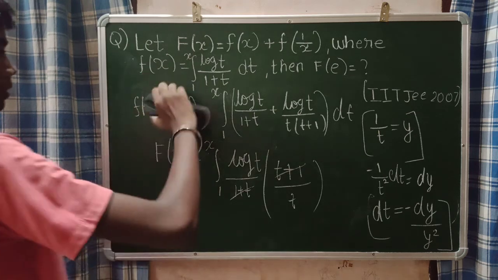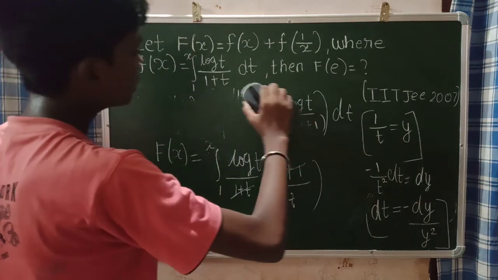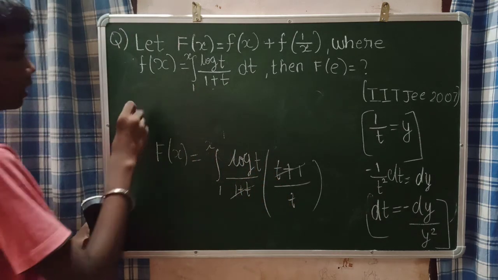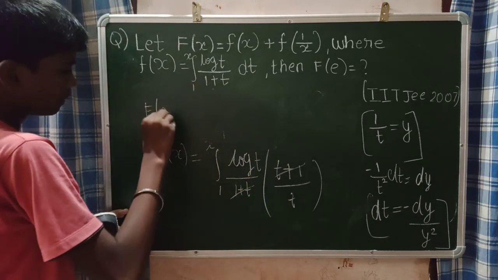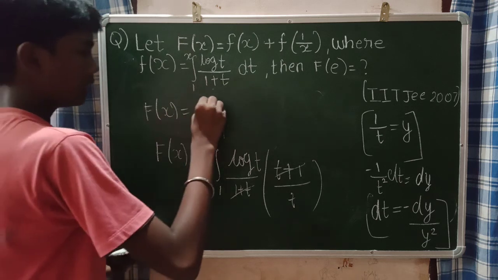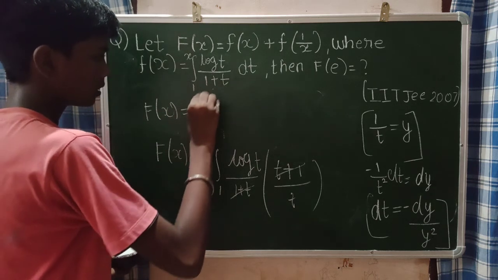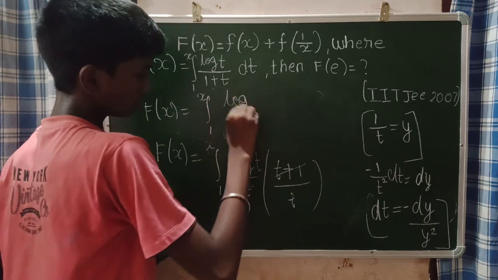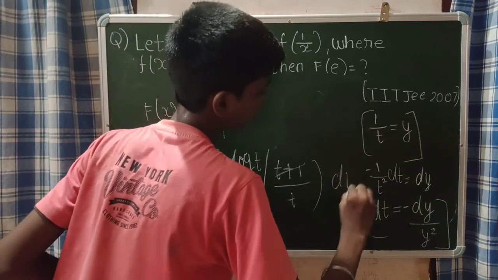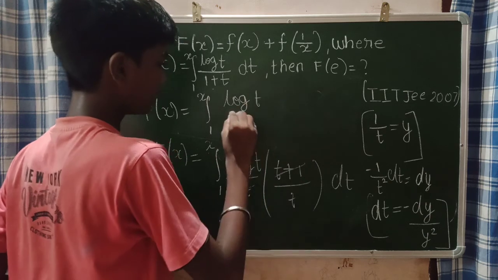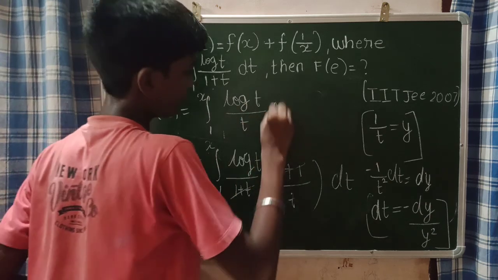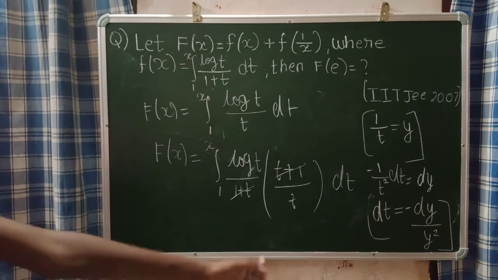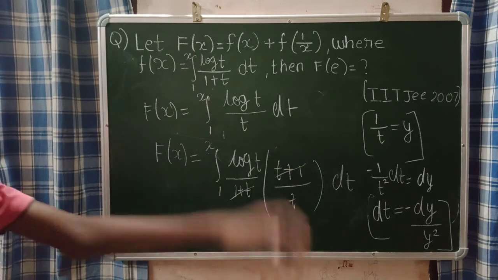Now after this, what you will arrive at is your capital F of x will be equal to the integral from 1 to x of log t, you should put dt, no? So log t divided by t of dt, because 1 plus t to 1 plus t will cancel. So log t divided by t will be left out. Okay? Log t divided by t of dt.